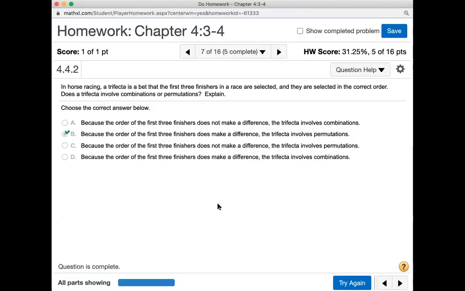All right, let's see problem number 7. That's going to be the last problem in this lecture video. In horse racing, a trifecta is a bet that the first 3 finishers in the race are selected, and they are selected in the correct order. Does a trifecta involve combinations or permutations? Explain. The first 3 finishers means there is a ranking: first, second, third. So order matters. Since order matters, a trifecta involves permutations. So the answer is B.